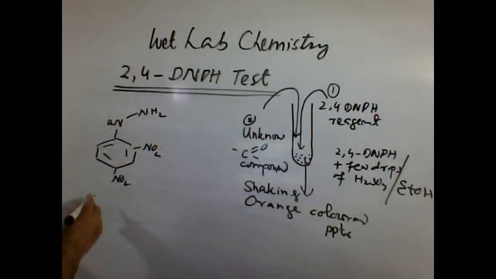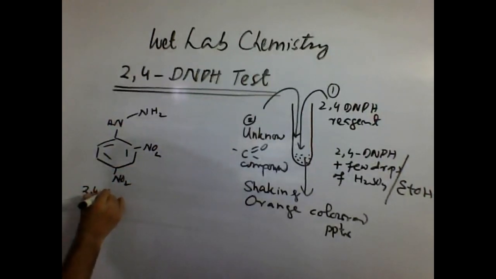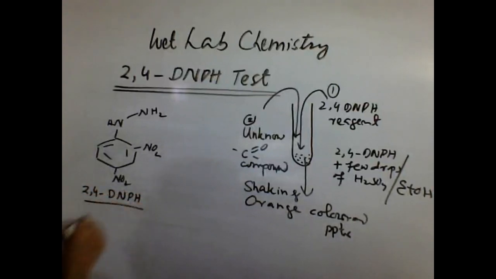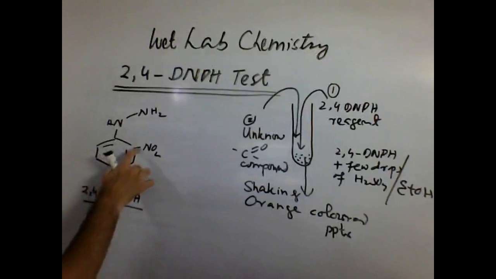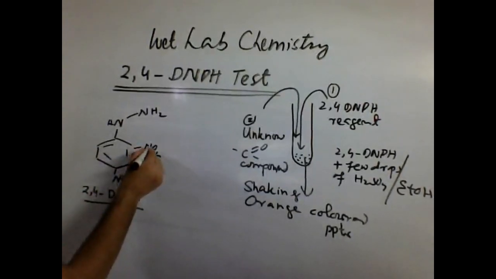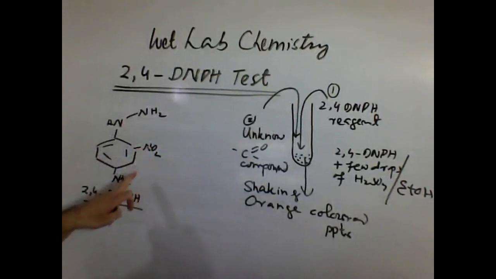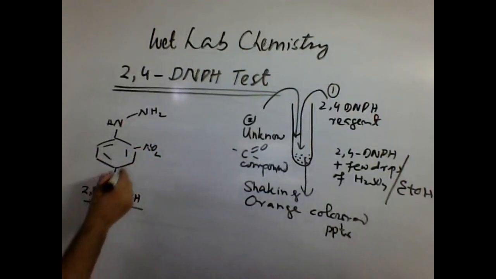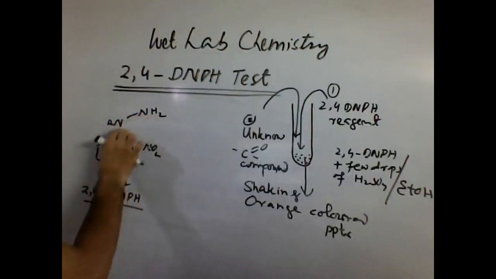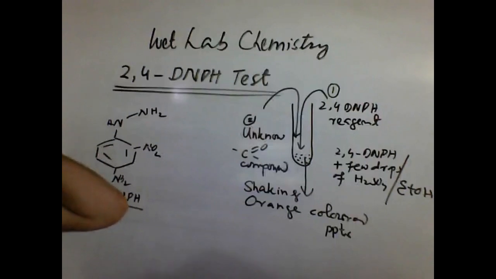This is the reagent, this is the chemical formula of the reagent, that is 2,4-DNPH reagent. 2,4 dinitro. Two nitro groups are present over here, NO2 and NO2. Two nitro groups are present here. 2,4-dinitrophenyl hydrazine. This is the hydrazine group. So this is the reagent actually that is involved in the reaction.